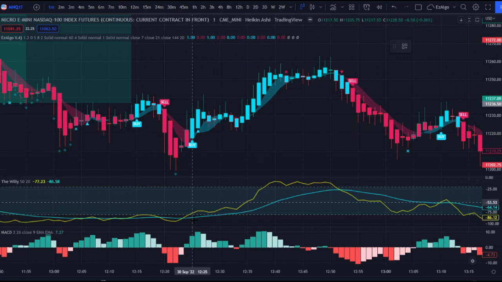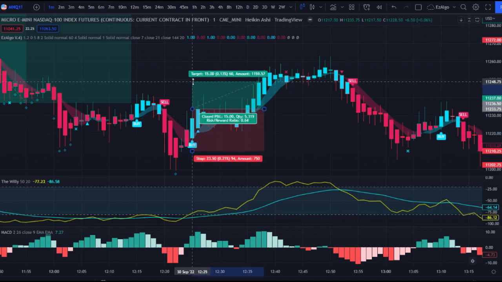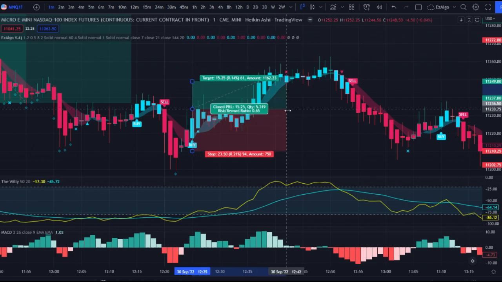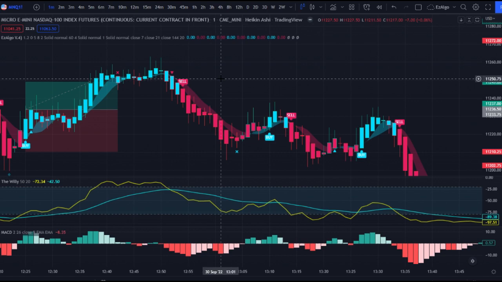Again, we have this buy signal. Again, that follows our rules, right? We got that buy signal. The MACD just changed from red to green, and the Willie had crossed that blue line. So we're going to take that long position, right? We can get out at this Easy Algo mild sell signal, which is another 15-point move.